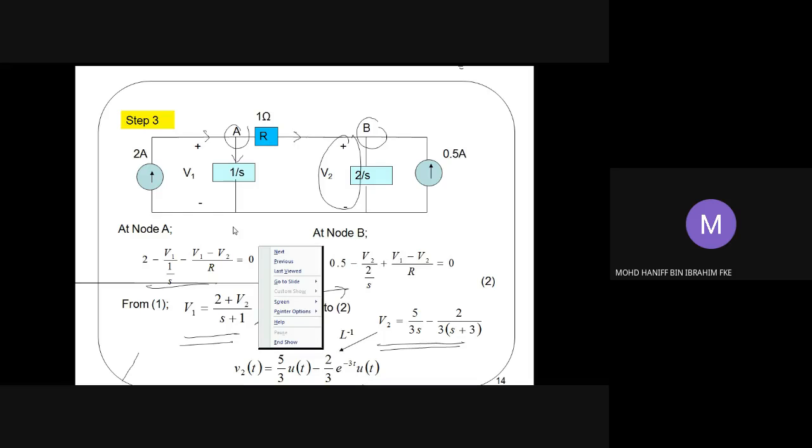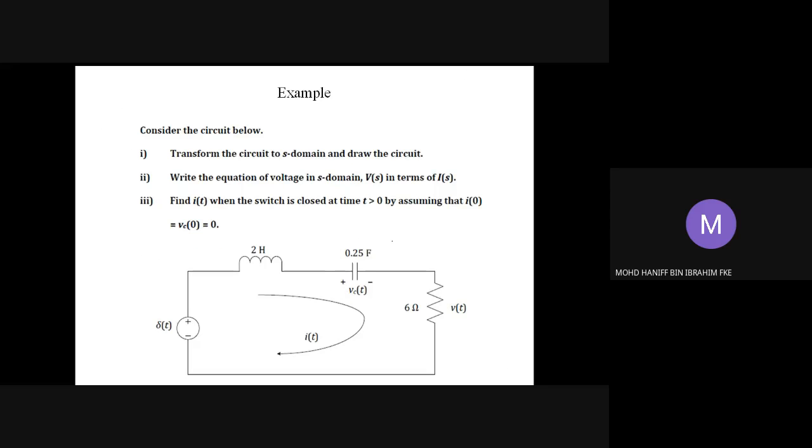So basically, there's nothing much to be worried about in this topic, because I believe that you have a very good understanding of circuit analysis. So the fundamentals are there. The important thing here is only the transformation of the passive components, the R, L, and C, from the time domain to their respective S domain components. So that's all. Let's have a look at example number 1.